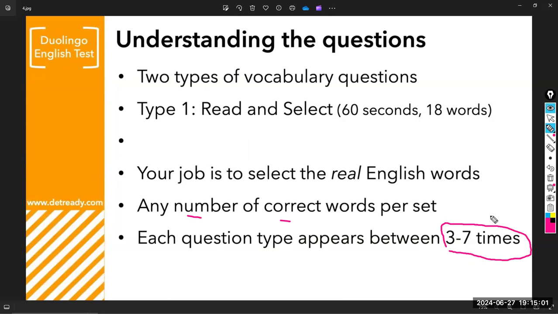It depends on the exam that you are applying for. How 3 to 7 times? Maybe you have to select the words 3 times.